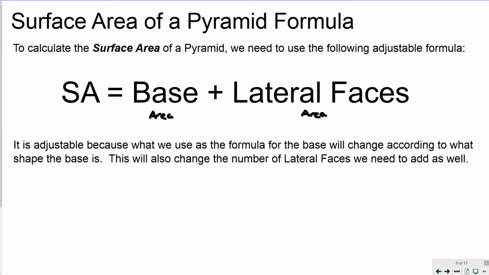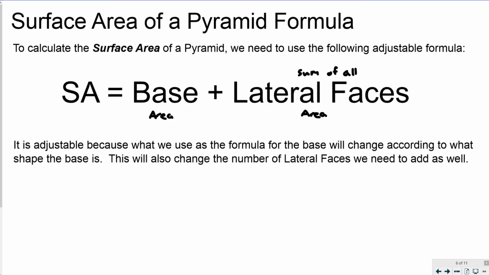It's adjustable because the formula isn't really set in nature. The formula changes based on what kind of figure the base is. And then it also changes based on how many lateral faces we need to actually calculate in order to find the total sum of lateral faces. So I'm actually going to write plus the sum of all lateral faces area.